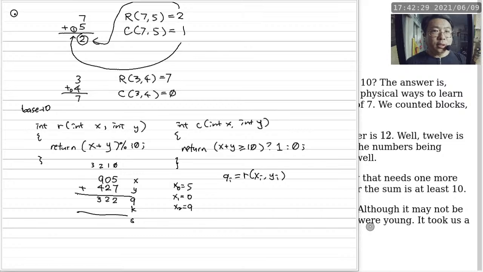So now we're going to look at the k function. Okay, so k is a little bit more complicated because k(i+1), which means the next column, is going to rely on two things. It's going to rely on the carry of adding xi, yi, but at the same time, it also relies on the carry of adding qi, ki.